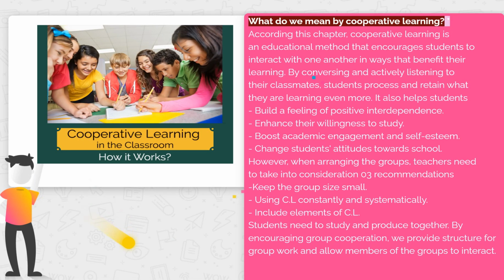What is cooperative learning? How does it work? And what do we mean by cooperative learning? According to Chapter 3, cooperative learning is an educational method, a strategy that encourages students to interact with one another. Interaction is the key of cooperative learning, and this interaction will benefit their learning. How? By conversing and actively listening to their classmates, students process and retain what they are learning even better, as it also helps them to achieve 4 objectives.